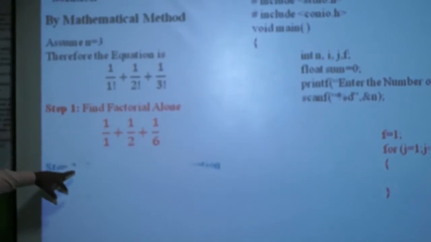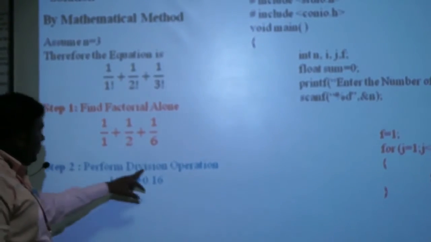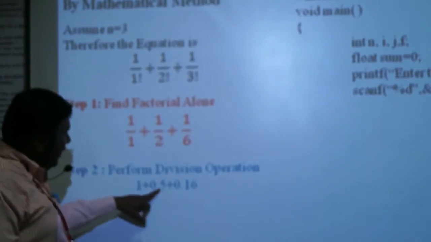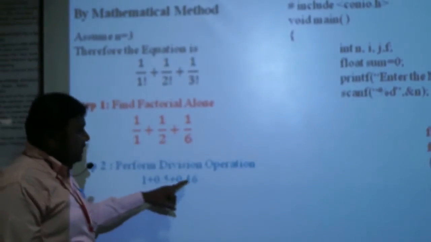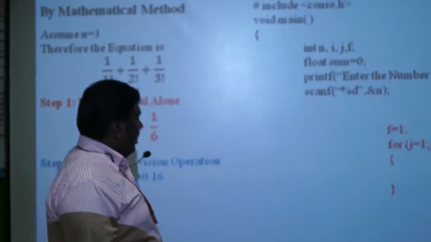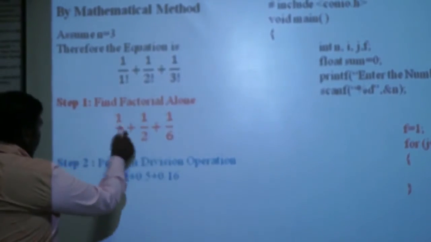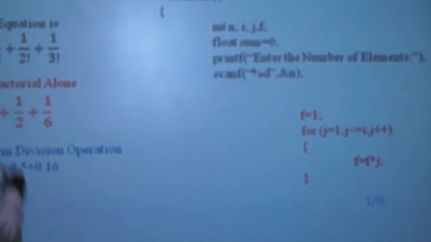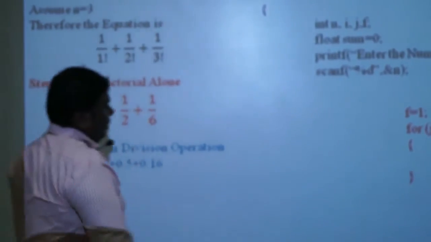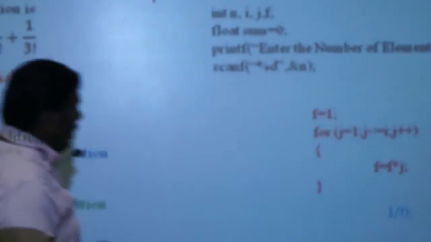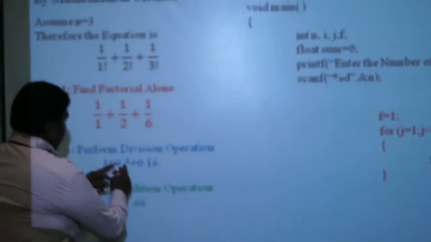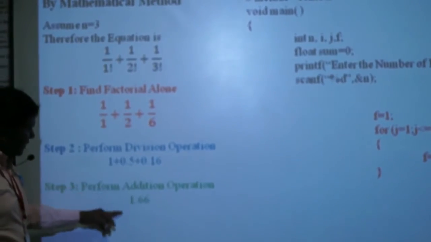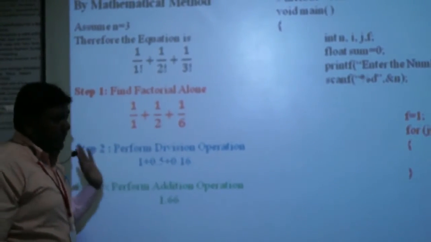Similarly, my next difficult part in the mathematical arena is the division operation. So 1 by 1 becomes 1, 1 by 2 becomes 0.5, 1 by 6 becomes 0.16. On the programming side, since the numerator is 1, 1 by f could be the answer. Now my next job is to add all those 3 components. I have added them and my answer is 1.66. This is the expression using the mathematical method.